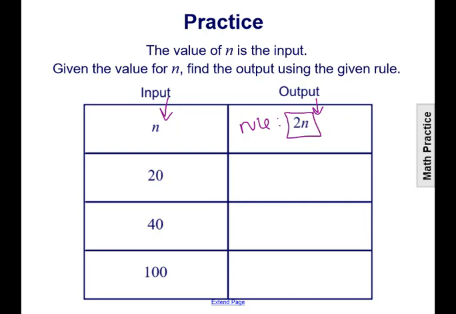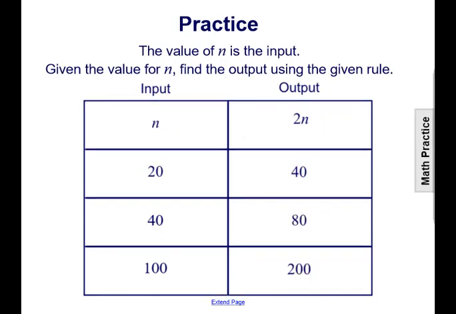So to find the output for 20, we would have to do 2 times 20. The output for 40 is 2 times 40. The output for 100 is 2 times 100. To get those values, each time we're multiplying the n, the input, by 2. So that would give us outputs of 40, 80, and 200. Again, with an input of n, we have an output of 2n, and we can complete the table.